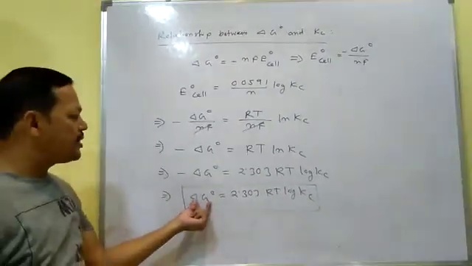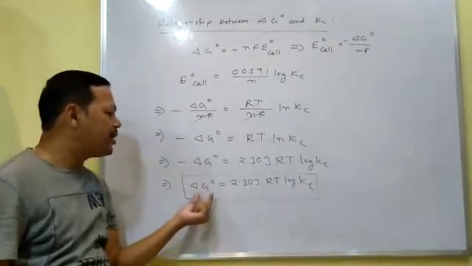So in this way, if you know delta G naught, you can find Kc. If you know Kc, then you can find delta G naught.